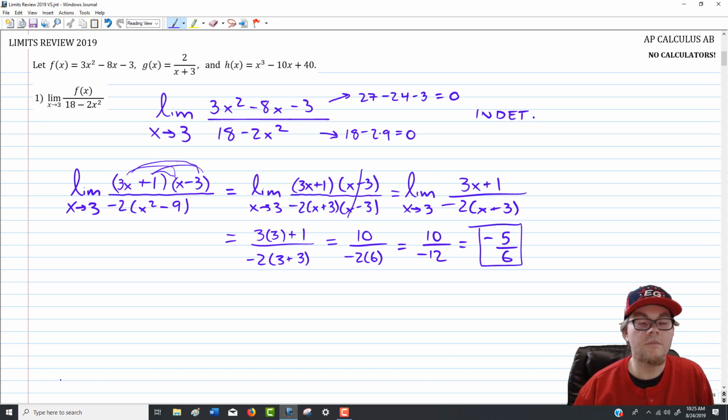And there is our limit value. So the y value we're approaching in this case is negative 5/6.